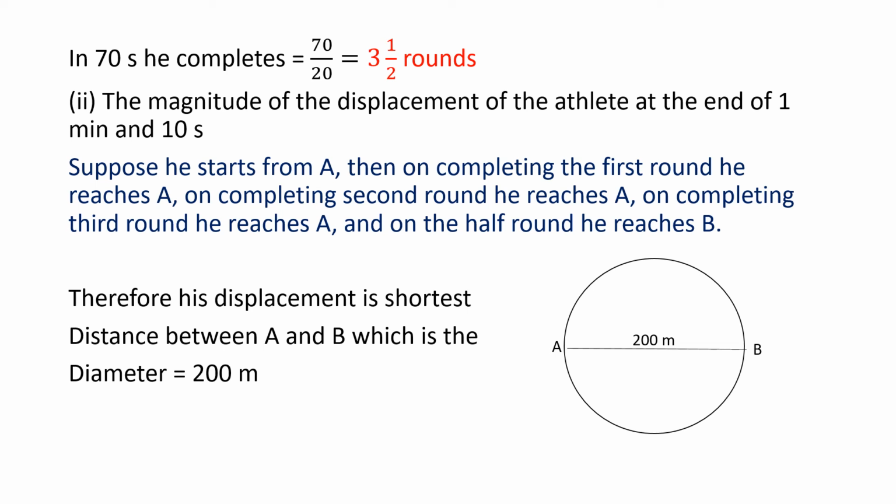So here his displacement is the shortest distance between A and B. And the shortest distance between A and B is nothing but the diameter, and the diameter is 200 meter. So the displacement in 70 seconds is 200 meter, while the distance covered was 2200 meter. Okay, this is the magnitude of the displacement. Here we have not shown in which direction he was running. He could be running clockwise or anti-clockwise, but here we are not asked to tell the direction, we are only asked to show the displacement and the distance.